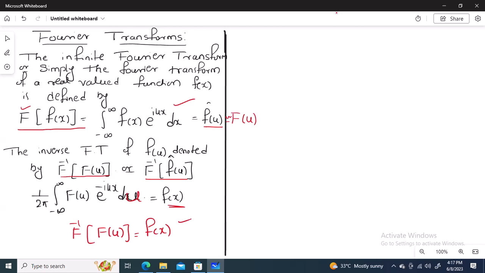Based on this, we have some important basic properties of the Fourier transform. We'll learn them one by one. So, properties of the Fourier transform. The first important property is usually called the linearity property.